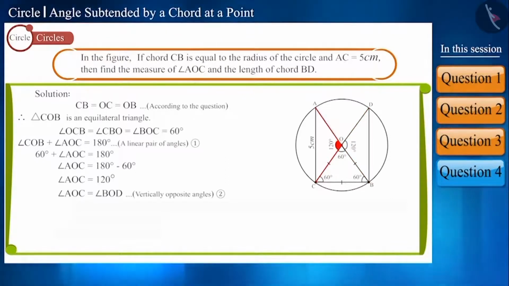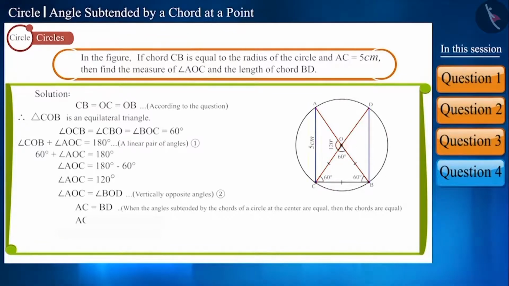But angle AOC is the angle subtended at the center by chord AC, and angle BOD is the angle subtended at the center by chord BD. And these two angles are equal. So chord AC and chord BD will also be equal, because if the angles subtended by the chords of a circle at the center are equal, then the chords are equal. And we are given chord AC as 5 cm, so chord BD will also be 5 cm. Thus, we obtain the measure of angle AOC and the length of chord BD.